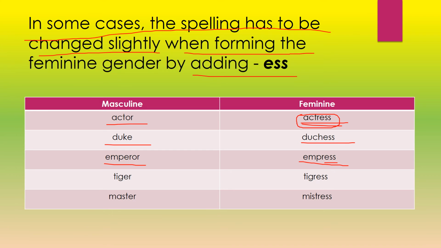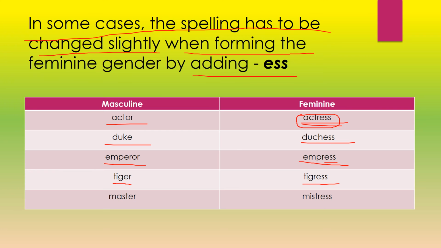ESS. So what is the word? EMPRESS, empress. Next is tiger. So there is again a slight change in the spelling, TIGRESS. You are adding ess, and there is a slight change in the spelling also. So tigress is the feminine gender of the masculine gender word tiger.